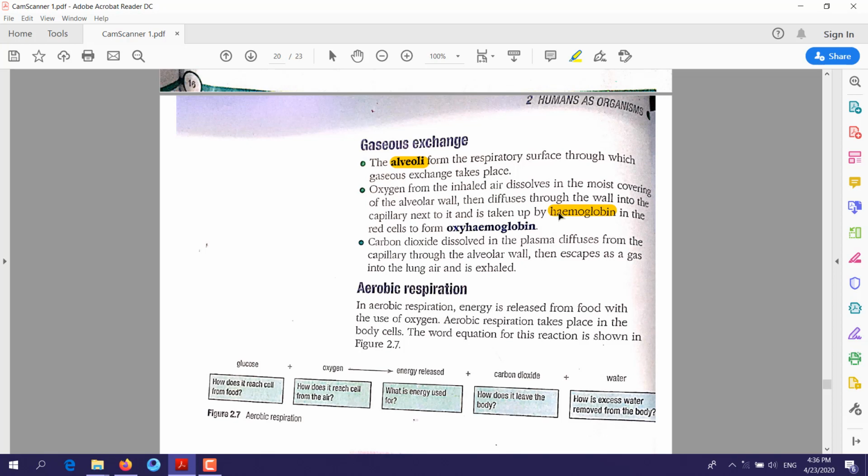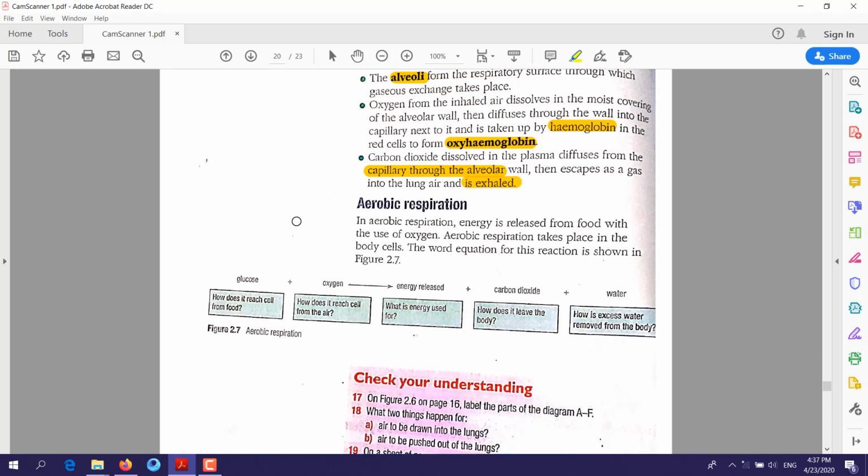So the oxygen will link with the hemoglobin to form what we call oxyhemoglobin. Then the carbon dioxide dissolved in the plasma diffuses from the capillary into the air sacs, and then this gas will be exhaled. So the process is how oxygen goes in to the air sac, then its concentration is high, so it diffuses inside the blood capillary, and links with the hemoglobin. At the same time, the carbon dioxide from the blood capillaries diffuses outside the blood capillaries, goes to the air sac, and when you exhale, you release the carbon dioxide outside your body.